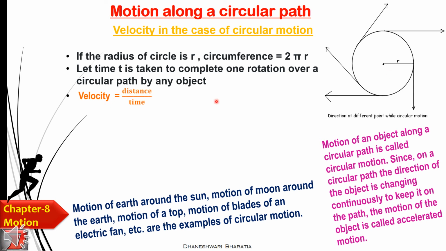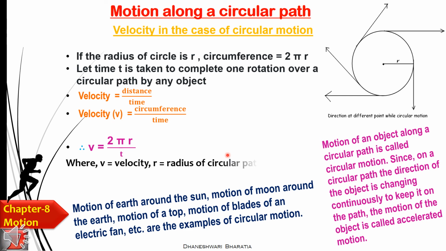So we know the formula to find the velocity. It is the distance traveled in the unit time. Here the distance is circumference of the circle, and how to find the circumference? It is 2 pi r, right? So please remember this formula to find the velocity in the case of circular motion. Am I clear? You have to remember the definition also along with the examples. Okay? Here v is the velocity, r is the radius of the path, and the time is t.